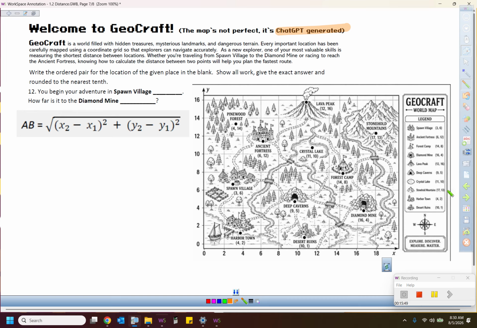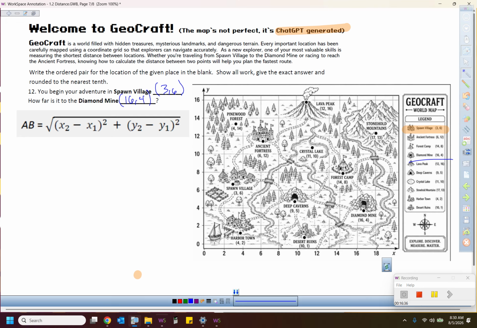If you look at the legend of the map right here, it tells you where all these places are located. Your job is to write down the ordered pair of where the place on the map is. In this case, it's Spawn Village. So we'll put that in here, and that's at 3, 6. And it says, how far is it to the diamond mine right here? Diamond mine, if we go to this, is at 16, 4. So 16, 4.